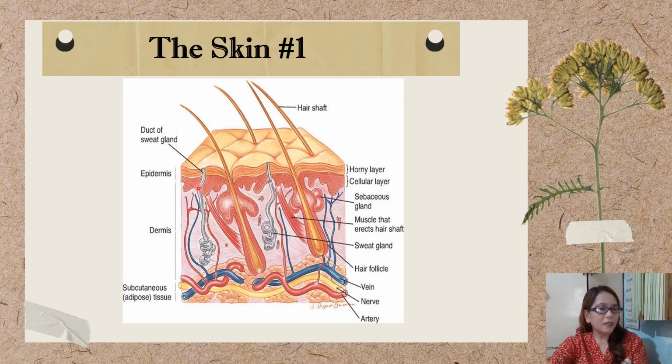Okay, and the next layer is the dermis that contains the sebaceous gland and the muscle that erects the hair shaft. Okay, it also contains the sweat glands and the hair follicles. And the third layer is the subcutaneous or the adipose tissue, wherein you can find the vein, the nerve, and the artery.